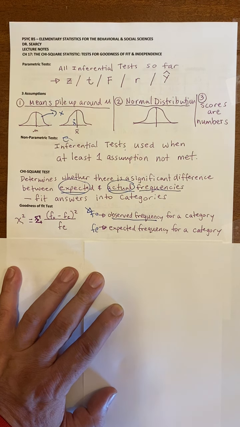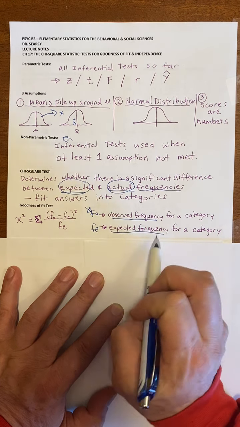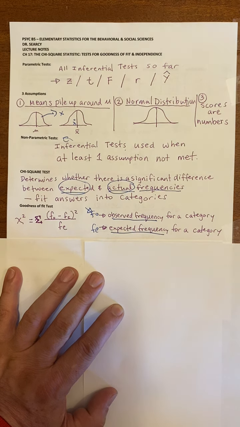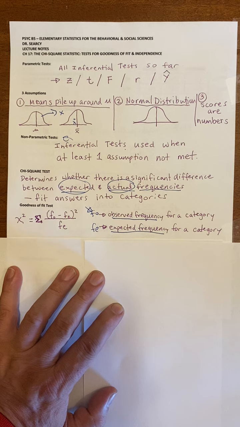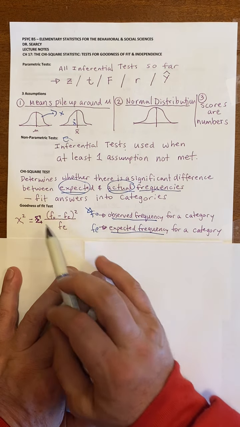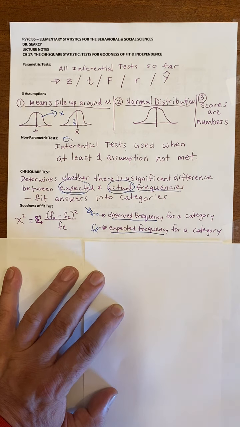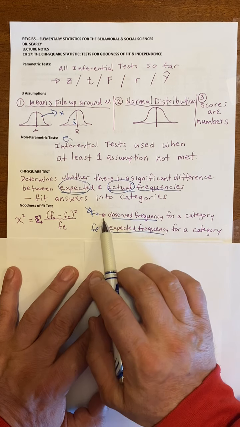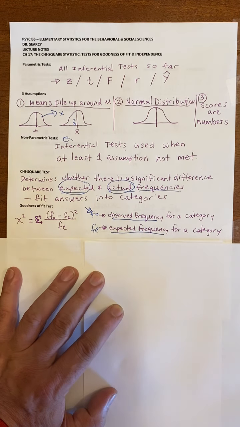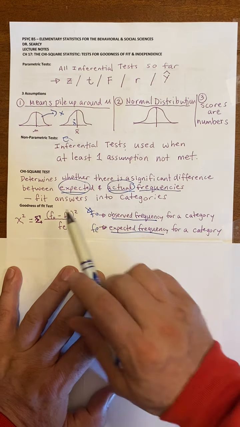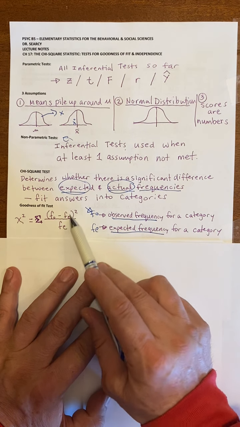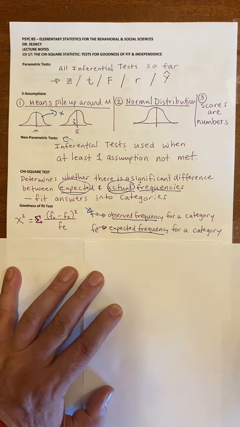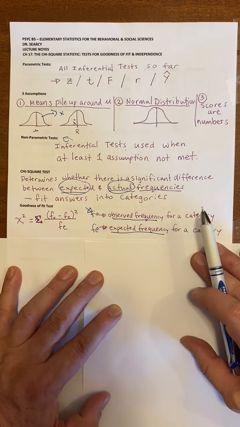What we do not necessarily know is the expected frequency. We don't really know what to expect beforehand. So in the equation, the only value that we really have are the FO scores, how often something actually happened. Therefore, we need a way of figuring out, well, what is FE? What was that expected frequency?